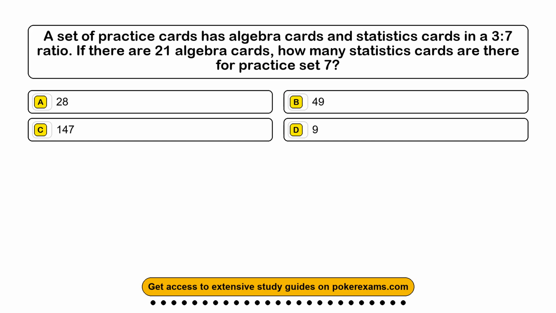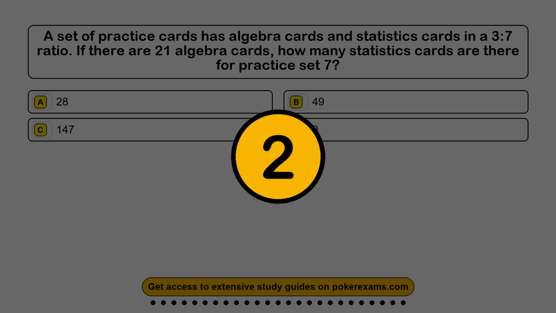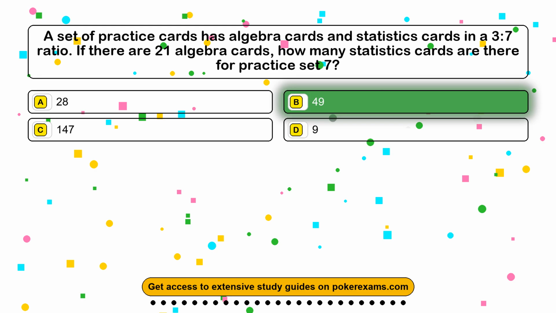Question 4. A set of practice cards has algebra cards and statistics cards in a 3:7 ratio. If there are 21 algebra cards, how many statistics cards are there for practice set 7? Option A: 28. Option B: 49. Option C: 147. Option D: 9. The correct answer is option B, 49.